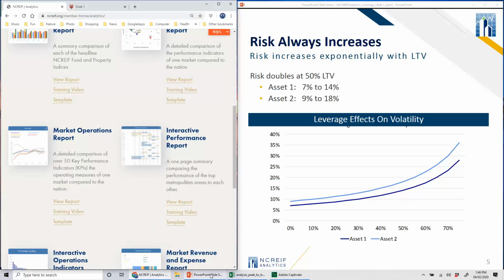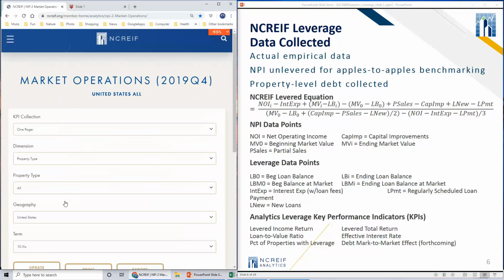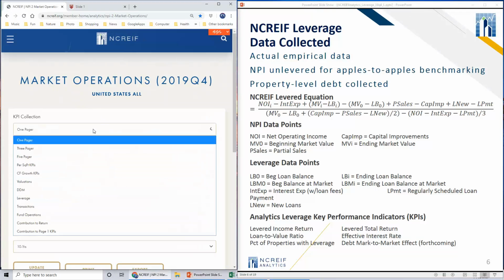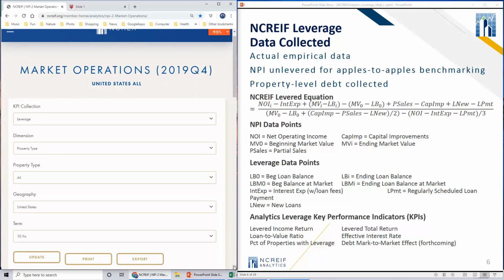The MPI is reported on an unlevered basis for benchmarking purposes to allow for an apples-to-apples comparison. However, many people don't realize that the property-level debt is also collected. In addition to the usual data points of NOI, capital improvements, market values, and partial sales, as part of the NCREIF levered total return equation, we also collect the loan balance, both at cost and market, the interest expense, which includes loan fees, all regularly scheduled loan payments, all new loans, and any loan proceeds.